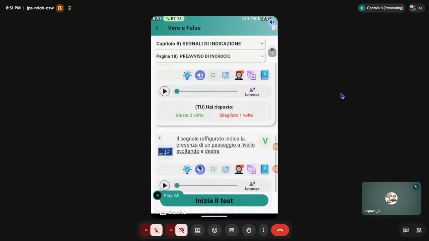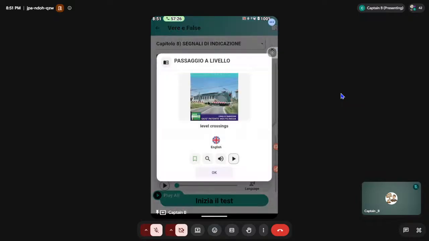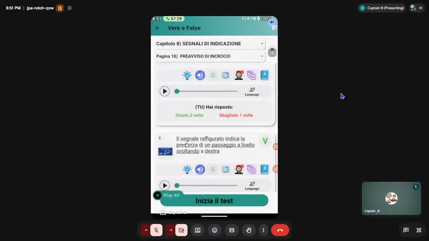Il segnale raffigurato indica la presenza di un passaggio a livello svoltando a destra. Passaggio a livello is the crossing level. The sign is referring to indicating the presence of a passaggio a livello, a crossing level for trains. Svoltando is turning. For you to get to that passaggio a livello, you need to turn. To which side? To your right. Svoltando a destra, turn to your right. Yes, it is true. È vero.